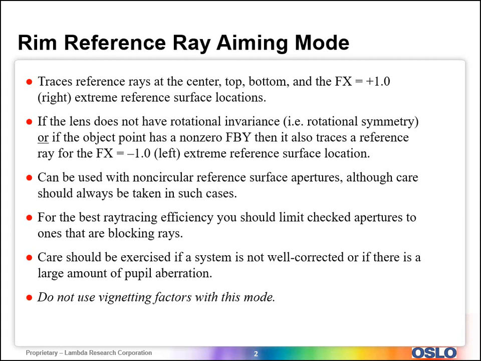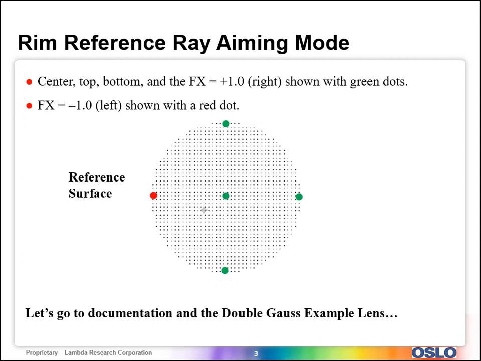Do not use vignetting factors with this mode, and this is because this is in a sense replacing the use of vignetting factors with the central reference ray mode. So here, just to show you, if I have a circular reference surface, then the rays that it would be tracing for a symmetric system would be the top, the bottom, the middle, and of course the right. The middle is the central reference ray mode, which normally traces a reference ray for that location. So this one adds these outer rays.